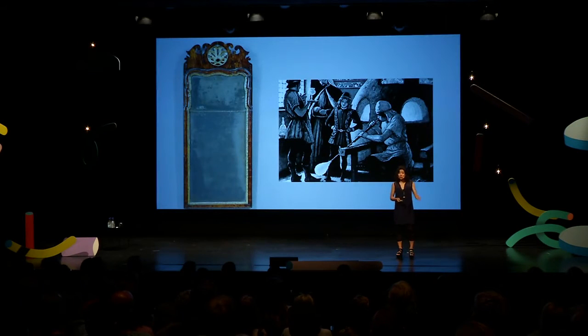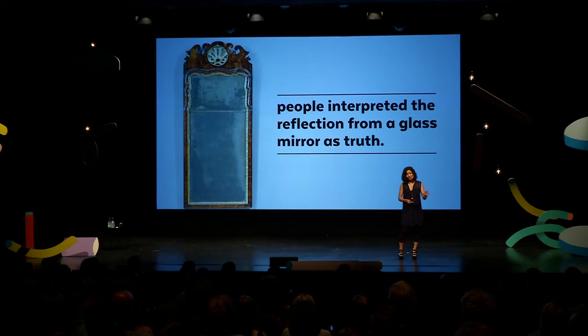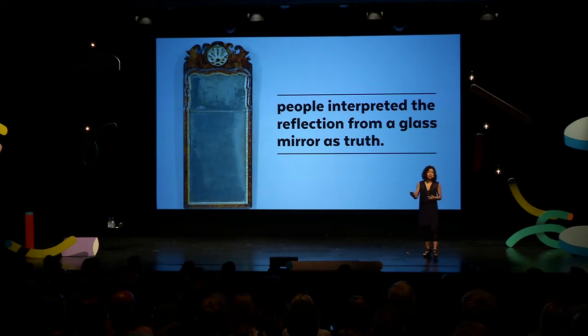But things really changed in the 16th century when Venetian glassmakers discovered this trick. They said, we are going to put tin amalgam on the back of a piece of glass. And by doing that, it changed everything. It changed how truth would be defined, because people interpreted this realness of the reflection from a glass mirror as truth. Mirrors were valued because they were good at recreating what the eye could see. This was the West's first truth machine.